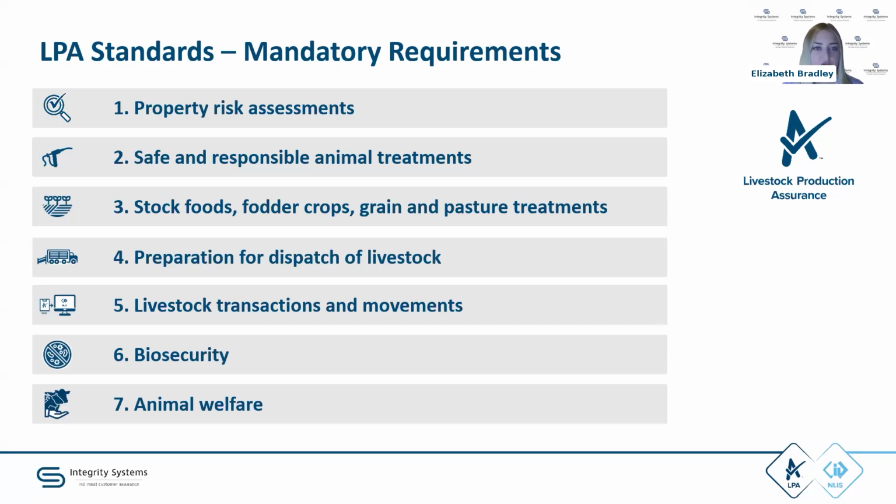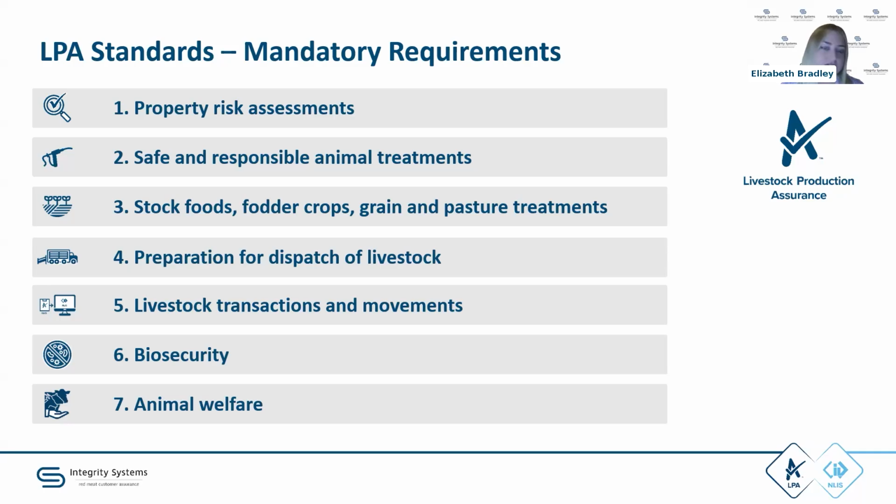So we have 7 modules or elements that we talk about in terms of the actual requirements of the program, and they're up on screen at the moment. So Trish and I will run you through what each requirement means and then how to meet those requirements when you, or if you, get selected for an audit.